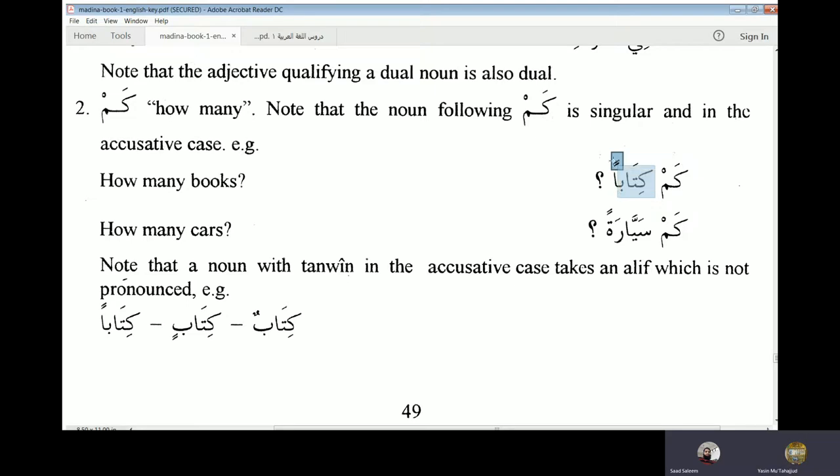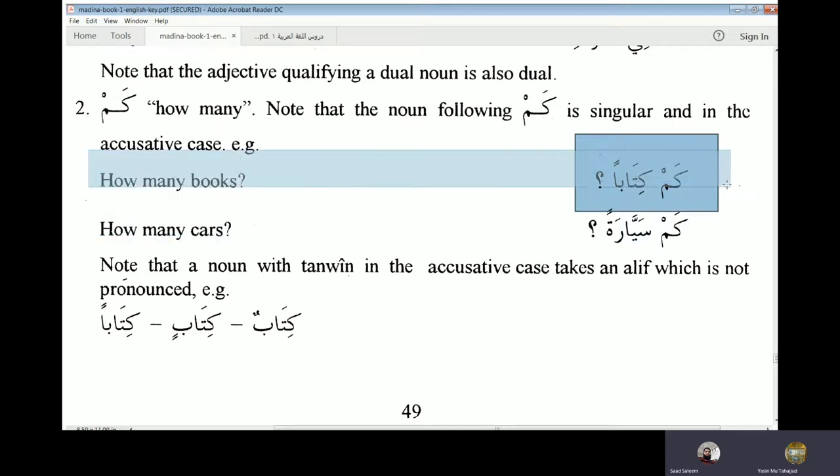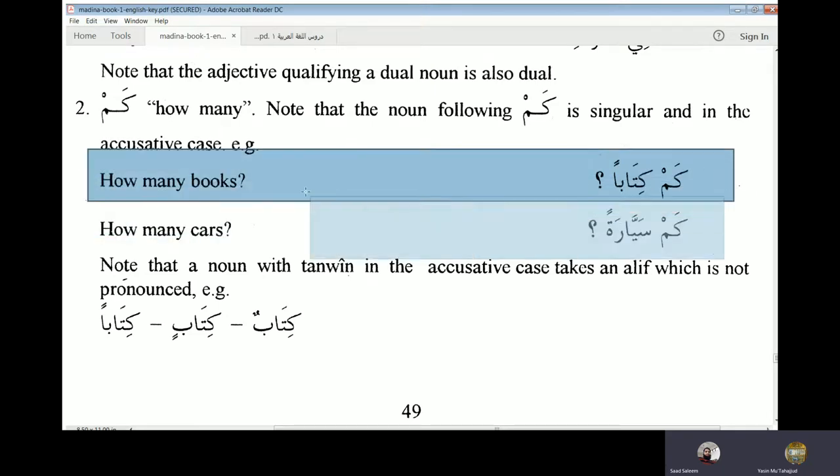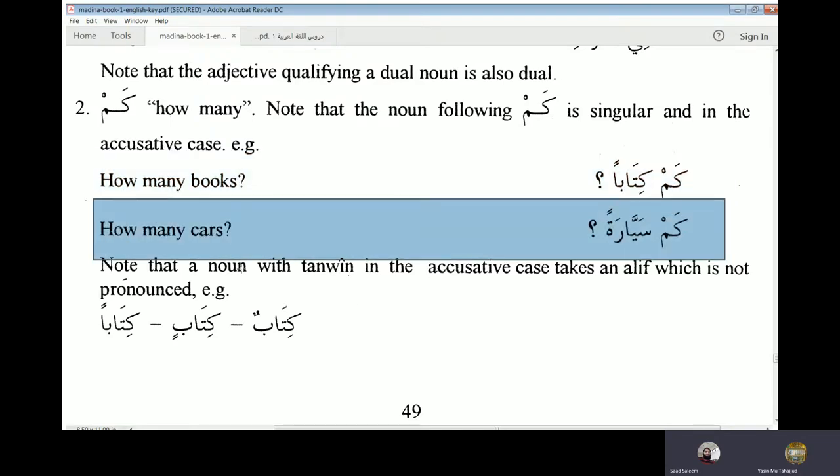So here you see kitaban. Kitab is a singular word, and also it is accusative, it is mansub, it has fatha on it. Accusative case always has fatha. So remember these two points: singular and accusative. Kam kitaban, how many books? Kam sayyaratan, how many cars?